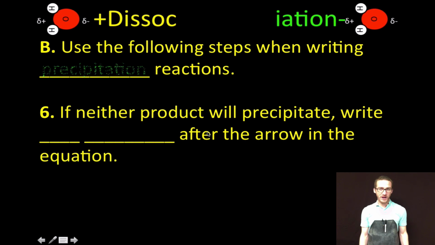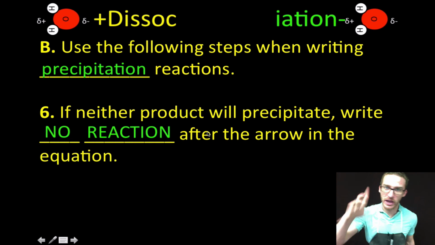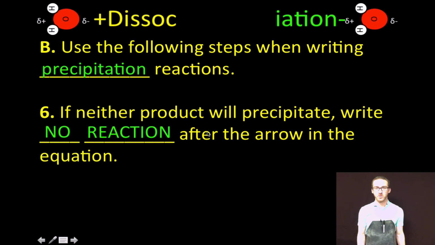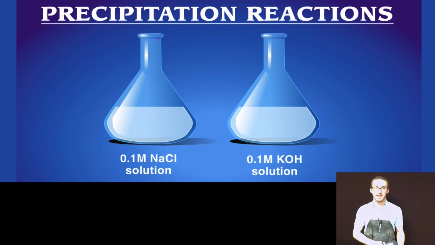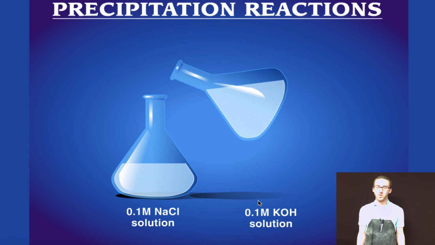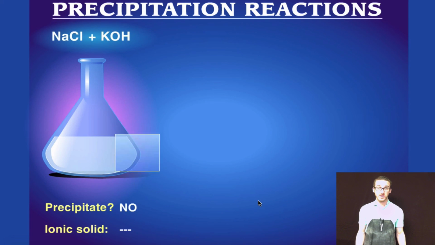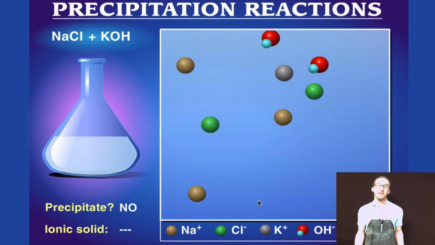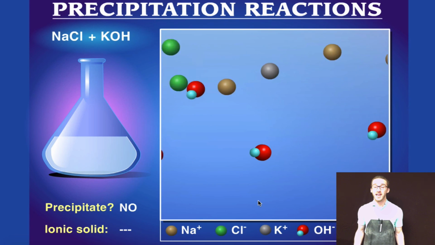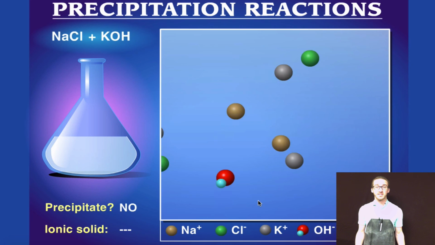Finally, before we finish, step number 6. If neither product will precipitate, which happens sometimes, write no reaction after the arrow in the equation. As an example, I'm going to mix together a solution of sodium chloride and potassium hydroxide. Notice in this instance, when I mix the two solutions together, I'm not going to form any solid precipitate. All of the ions involved are going to stay as aqueous soluble ions in solution.